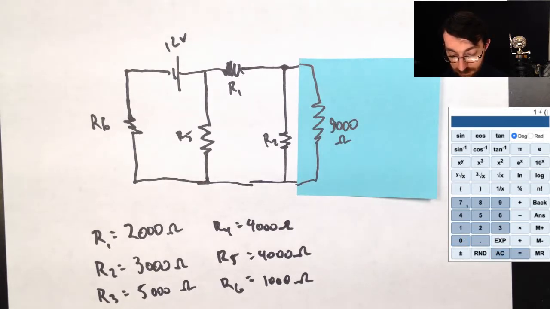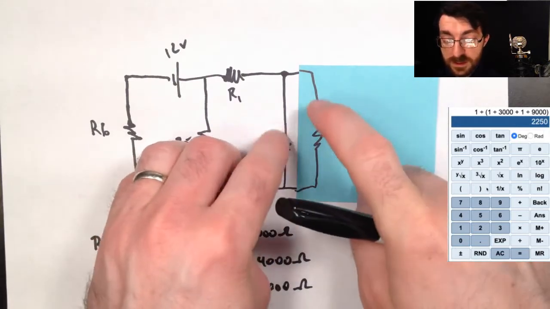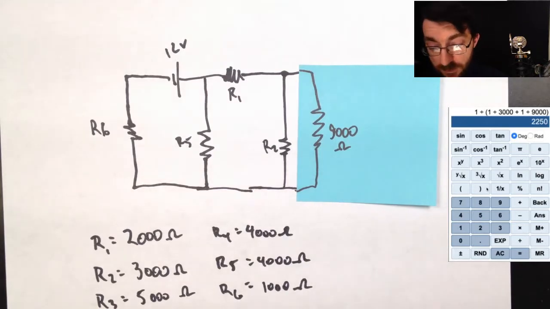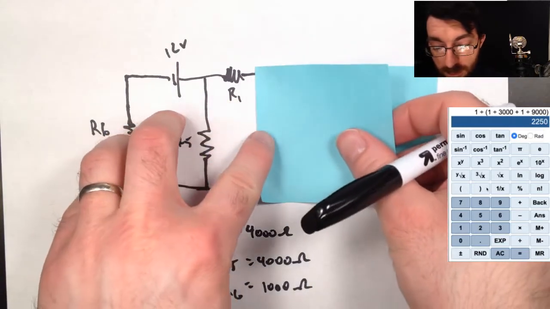1 over 3,000 plus 1 over 9,000. Whoa! 2,250, which means these two in parallel are equivalent to a single one that is 2,250. So on you go.